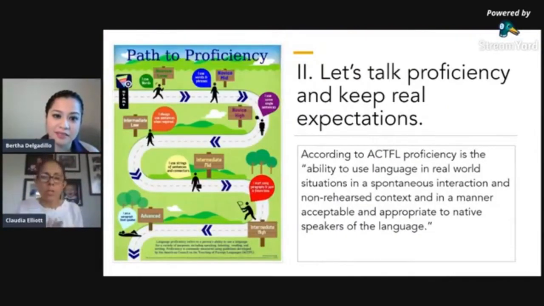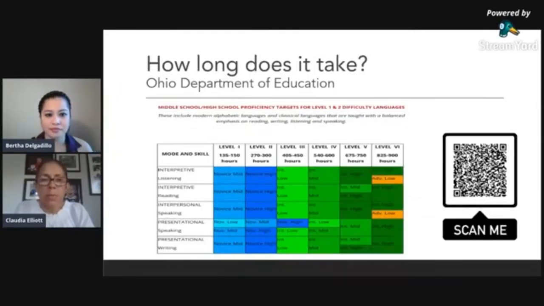Now we're talking about proficiency, and this is what Bertha was talking about. Absolutely. Go ahead, Claudia. This is what we were talking about, how important it is to say, and that's when I was talking about the AP rubric. I want to bring this together with this. This is from the Ohio Department of Education, and you can scan that. It's great research that they did, talking about how proficient your students are going to be depending on the hours spent in your class.